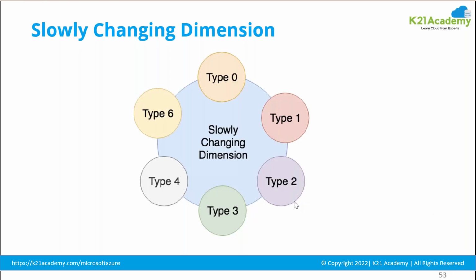For type 2, you will have inserted date, modified date, and the new row with a surrogate key. So you will maintain the history of how rows are changing for the same individual, right? So you're going to add a new row for the new data, which means type 2.